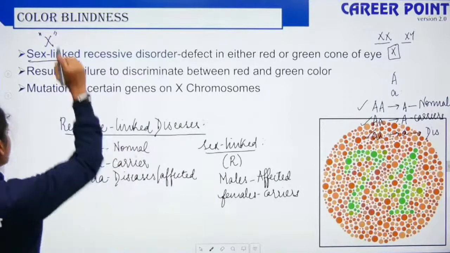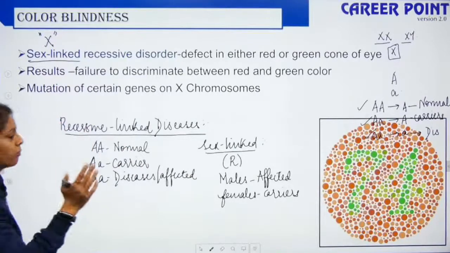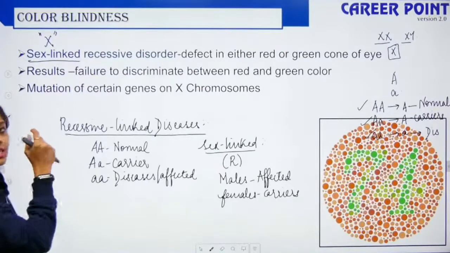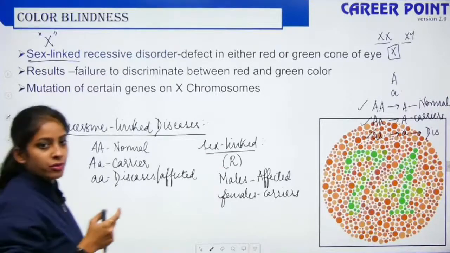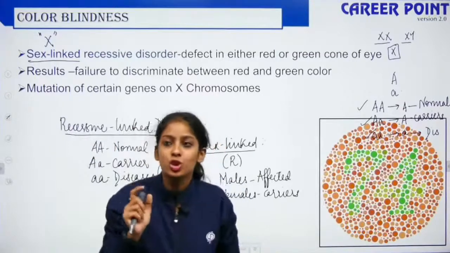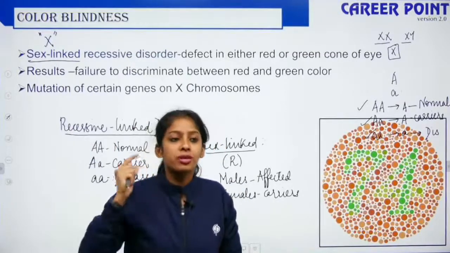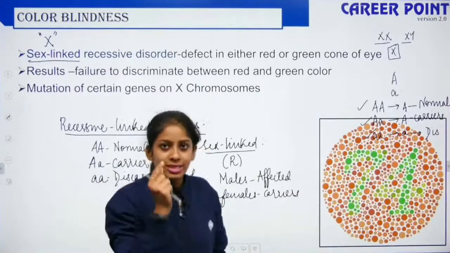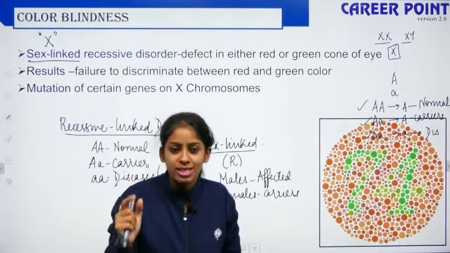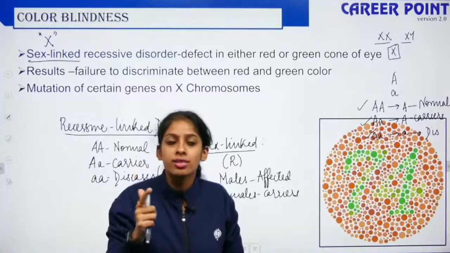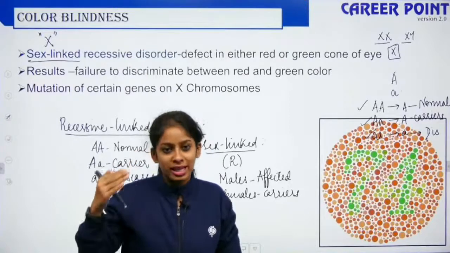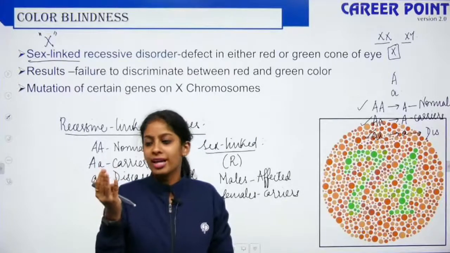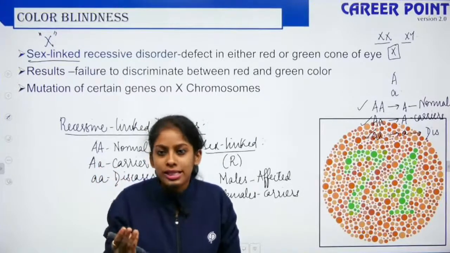So now, what is color blindness? Color blindness is a sex-linked recessive disorder, a defect in either the red or the green cone of the eye. If you remember the physiology of the human eye, we have the retina, which has photoreceptor cells with pigments, that is rods and cones. Cones are responsible for daylight vision and rods for twilight vision. You have three types of cones, red, green and blue, and a spectrum of all these gives you white light.